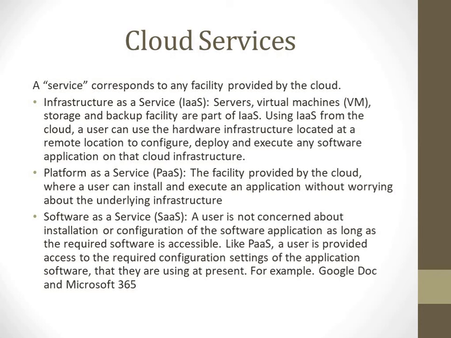Now, platform as a service is basically the facility provided by the cloud, where a user can install and execute an application without worrying about the underlying infrastructure. So, let's say we go on Google and we want to download any text editor. We can simply do that and execute the application without worrying about its actual infrastructure. Next is software as a service, where a user is not concerned about the configuration of the software as long as the required software is accessible. Like PaaS, the user is also provided access to the configuration settings that they are using. For example, Google Docs and Microsoft 365 are examples of software as a service.